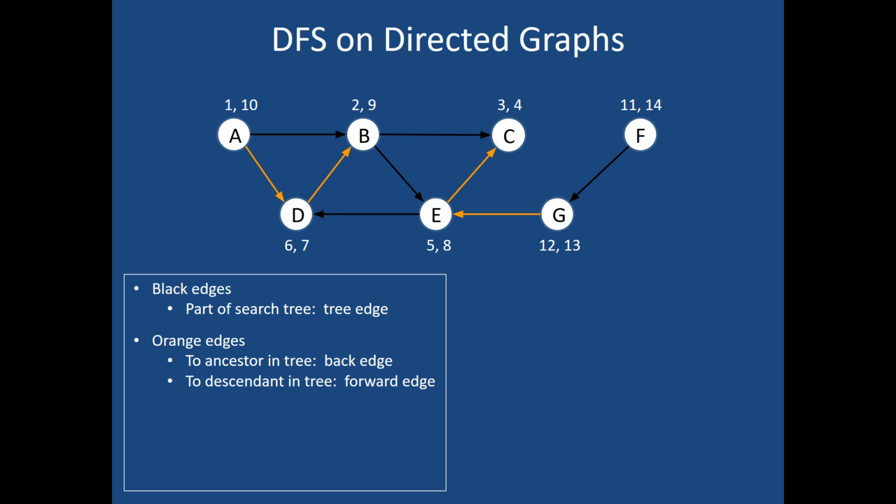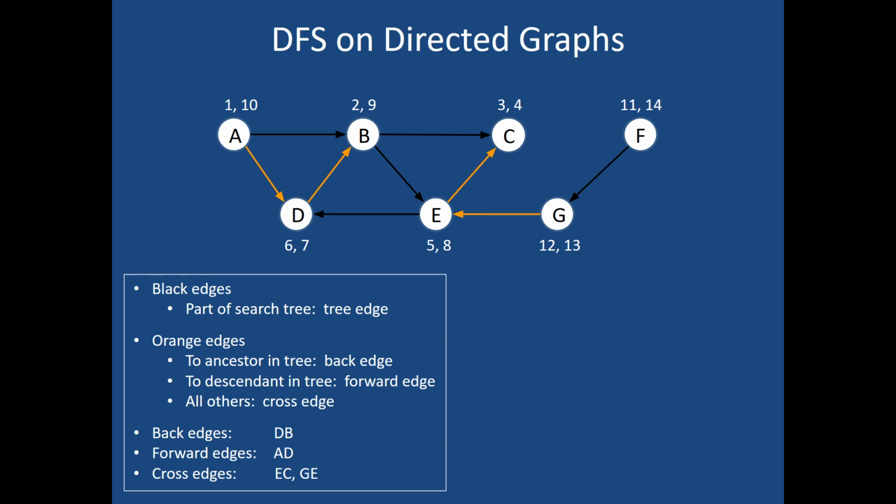Sometimes these orange edges go to a descendant in the tree, and then they're called forward edges. So it's sort of the opposite of a back edge. What's an example here of a forward edge? A to D is a forward edge, because A, B, E, D. D is a great-grandchild of A, and there's an edge from A to D. So that's a forward edge. And the others we call cross edges, the leftover ones.